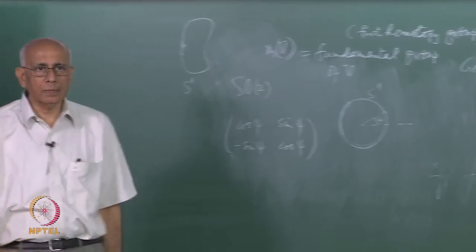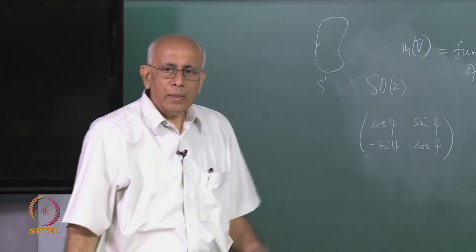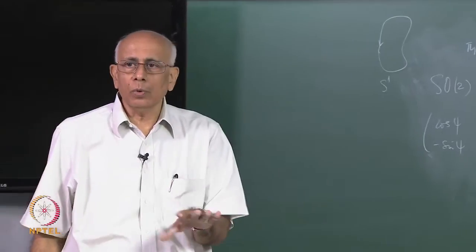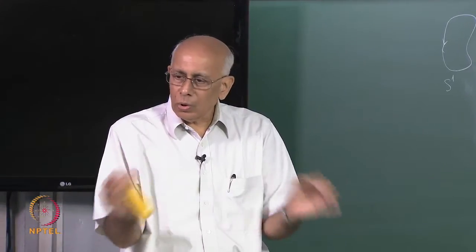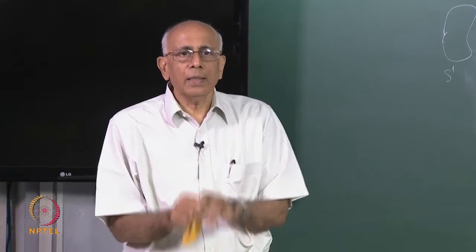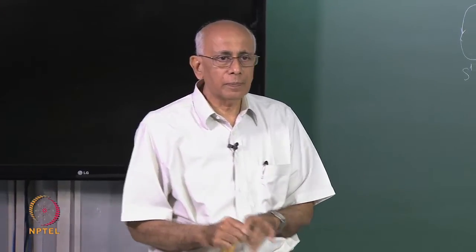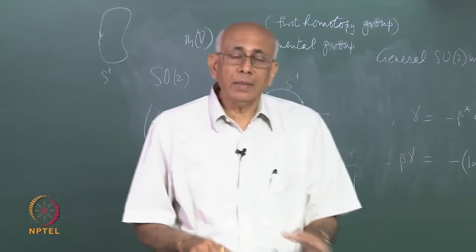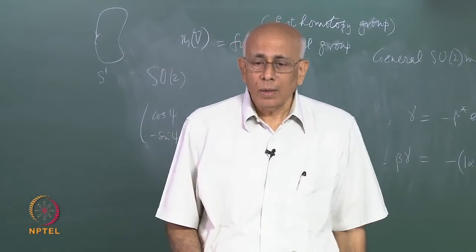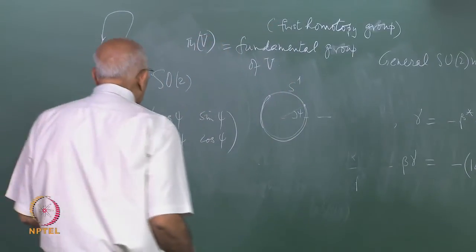of this space. And the statement is, if the first homotopy group has only one element in it, the identity element, it means all closed paths can be shrunk to a point, then the space is simply connected. If the first homotopy group has more than one element, it is a non-trivial group in that case. Now what is the first homotopy group of S1?